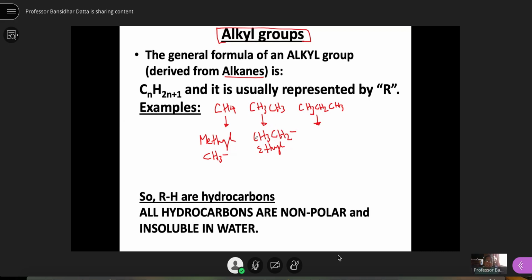How many words does it have to be? CH3, CH2, CH2, CH3 line. Either way is fine. But this one is not fine.